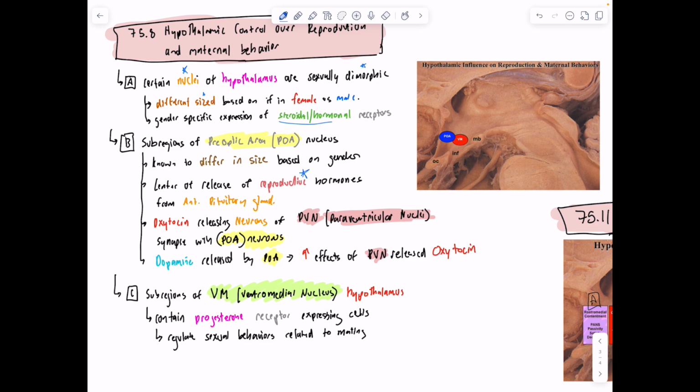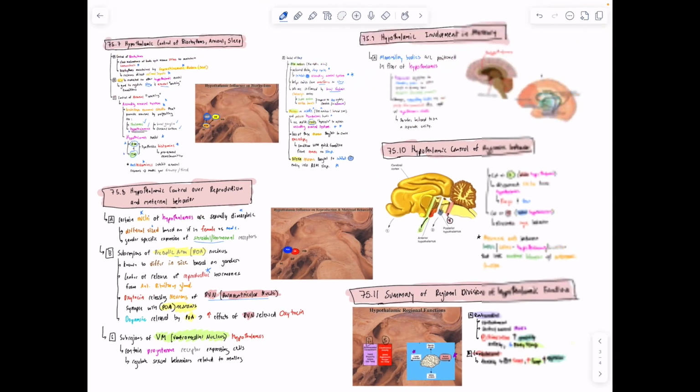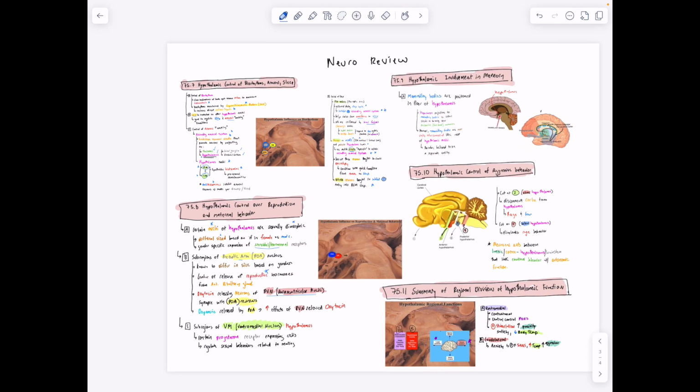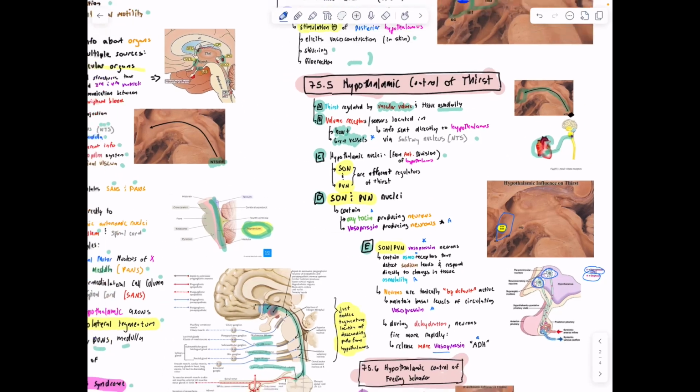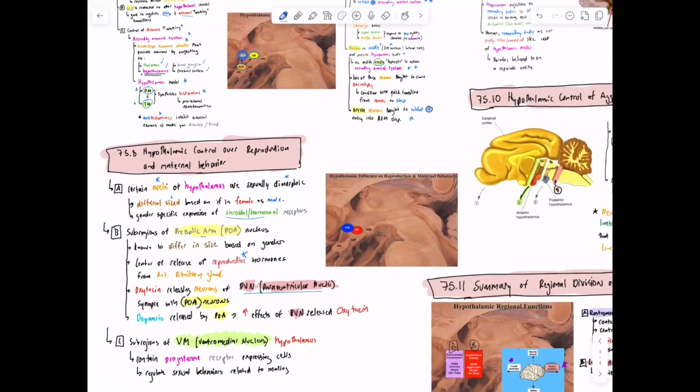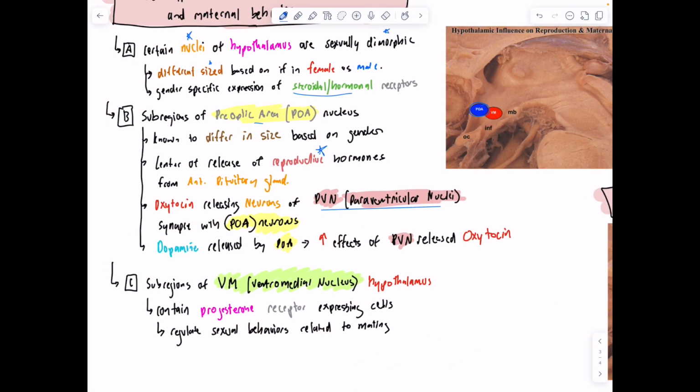And then you have a connection between this preoptic area with the paraventricular nuclei. And you may remember the paraventricular nuclei, and let's go back. Paraventricular nuclei and the supraoptic nuclei are going to help with the control of thirst by producing vasopressin, but the paraventricular nuclei and the supraoptic nuclei are also going to produce oxytocin, which we may remember is called sort of the love hormone, right? So dopamine is going to be released by the preoptic area and increases the effects of paraventricular nucleus released oxytocin, the love hormone.